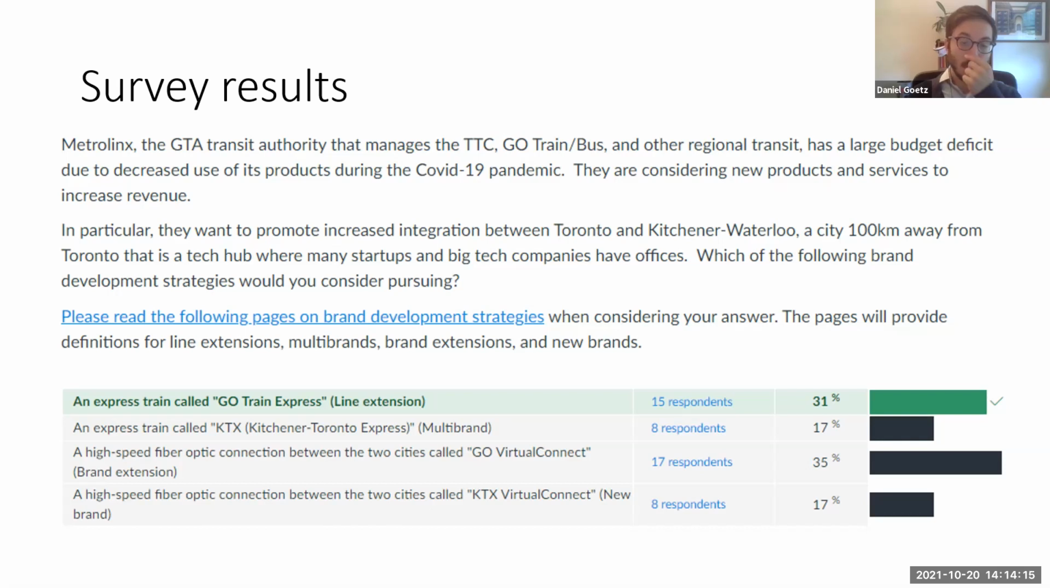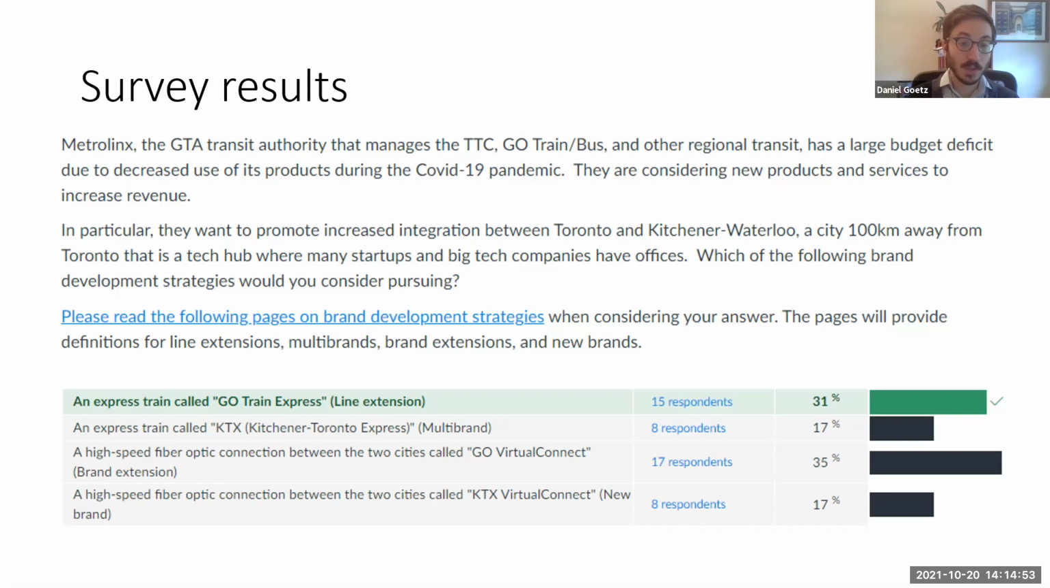So we had 4 options for Metrolinx. They were thinking about different solutions they can have to their revenue problem by creating new products or new services. So the four options were an express train called the Go Train Express. Now this would have been a line extension, right? So to serve Kitchener-Waterloo, they're thinking, okay, we'll just brand it as a Go Train. It's a train that's something we already provide, right? So same brand, existing product category.